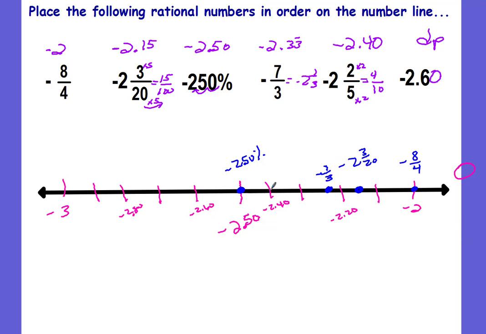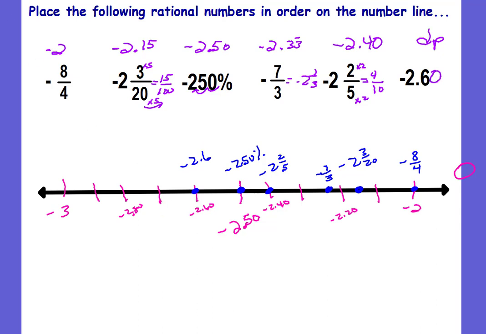Negative $2.40 goes right here, which would be negative 2 2/5. And then the last one is negative $2.60, and the original rational number form was negative 2 6/10. So there we go. If they wanted you to list them in order from greatest to least, remember the greatest is the number that is furthest to the right. So the greatest number is this negative 8/4, and the smallest number is the negative 2 6/10.